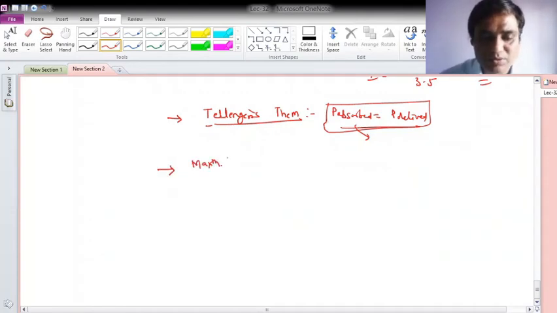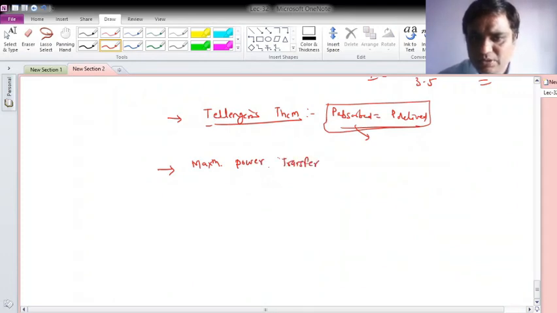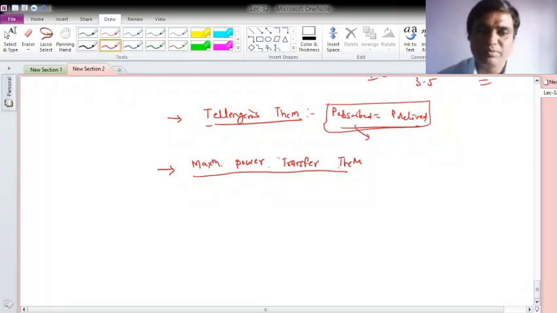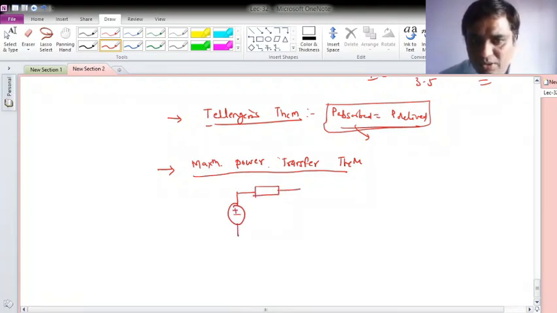This is already studied. So maximum power transfer theorem. This is the theorem by which you can find out the condition when you will get the maximum power, or when you will be able to transfer the maximum power from the source. So suppose this is my Thevenin's voltage Vt in series with Rt or Zt, and it is in load RL. So this is Rt, this is Vt, and this is RL, and this current I.